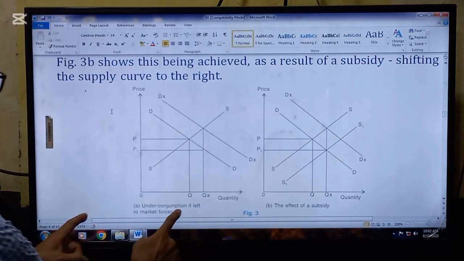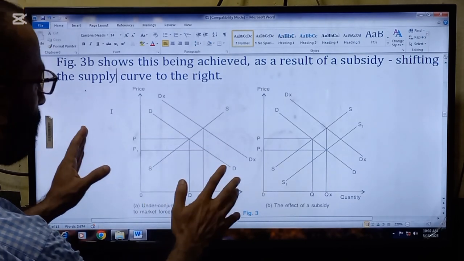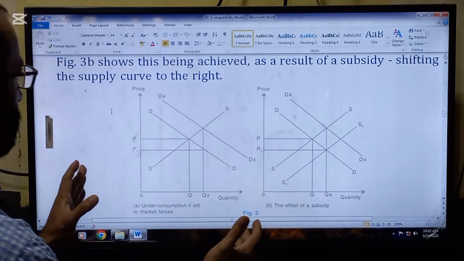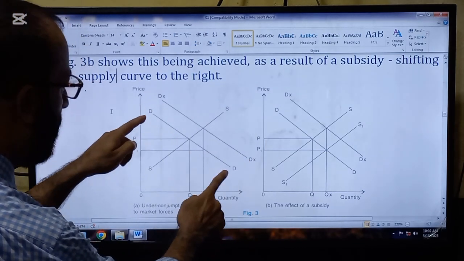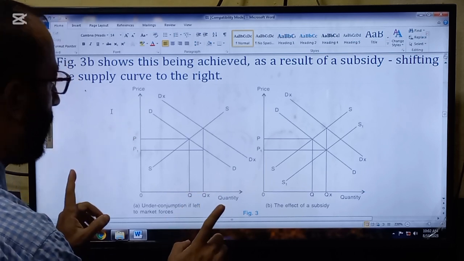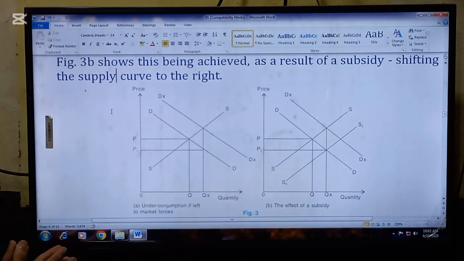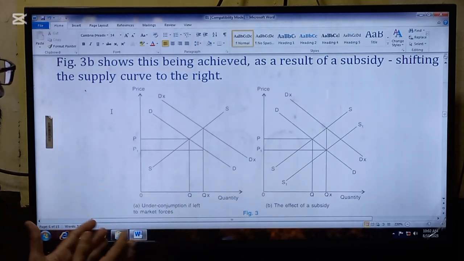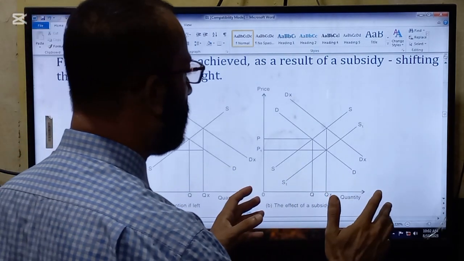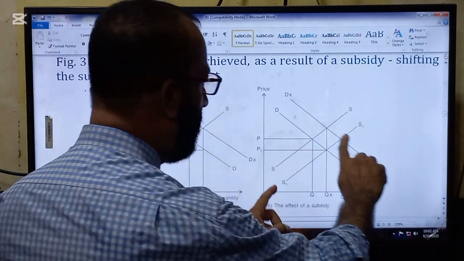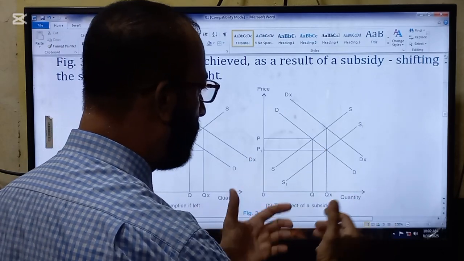So figure 3a actually shows the underconsumption if left to market forces, because people do not realize the true benefits of the product. So the actual requirement is DX, but people are demanding DD because they do not realize the full true benefits of education, for example the advantages of museums and of the seat belt. So when government gives a subsidy to merit goods, supply will be increased and prices will be decreased, and people will then demand more.